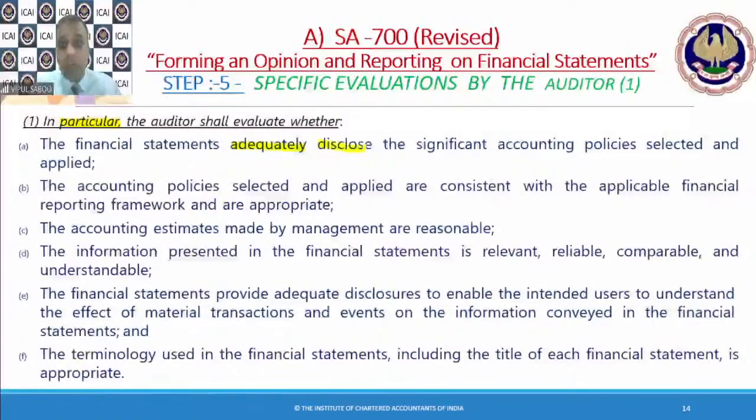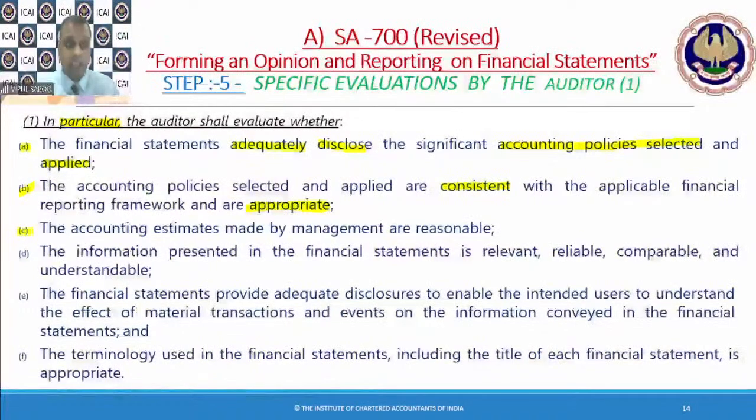They adequately disclose the significant accounting policies selected and applied. What accounting policies have been selected by the management while preparing the financial statements, and have they been applied properly or not? The accounting policies selected and applied are consistent with the applicable financial reporting framework and are appropriate. As far as the facts and circumstances of the case are concerned, they should be relevant and appropriate. Consistency is our general accounting assumption.